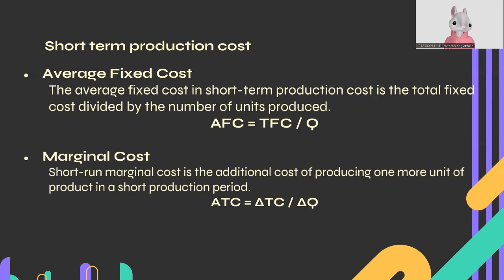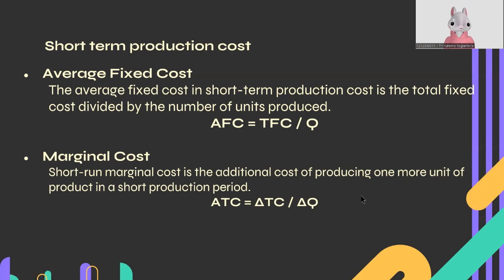Next, average fixed cost. The average fixed cost in short-term production costs is the total fixed cost divided by the number of units produced. In the short term, when the factors of production do not change, the average fixed cost will tend to decrease as output increases. And the formula is AFC equals TFC divided by Q.